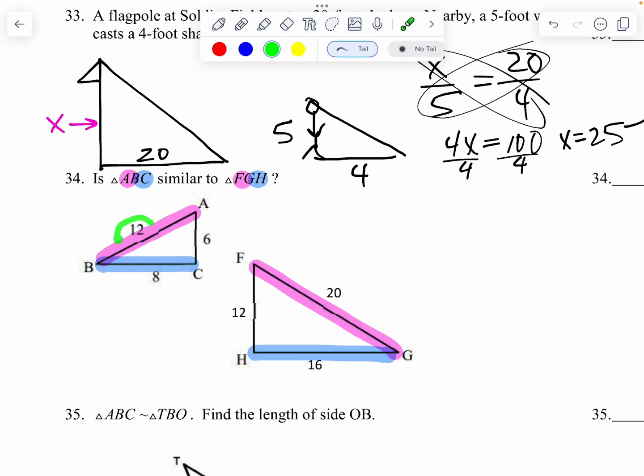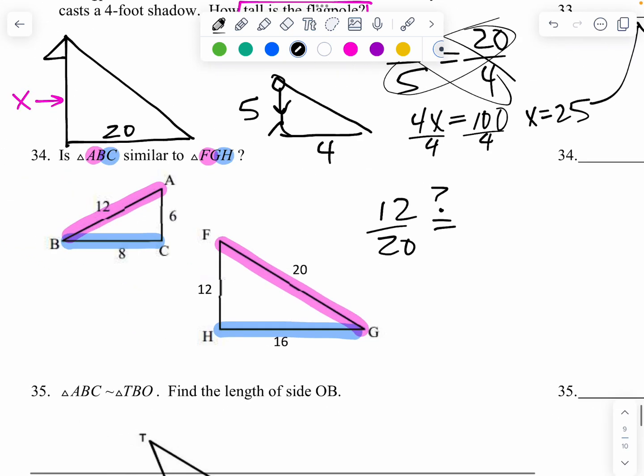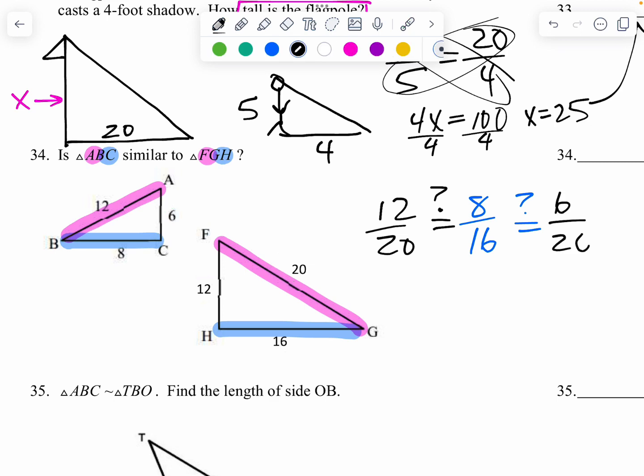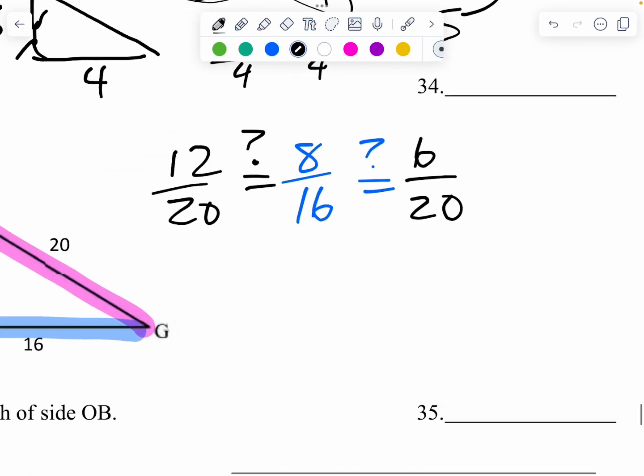Okay, I'm going to do pink to pink, which would be 12 and 20. And I'm asking myself, is that the same as, what about my blue sides? Well, here's a blue side and here's a blue side, 8 and 16. Is that the same as, what was my third side? The one that I didn't highlight, that was 6 and 20. So I'm going to write those, 6 and 20. And the way to be able to answer this question, I'm going to type 12 out of 20 in my calculator. Did you know that that is 0.6?